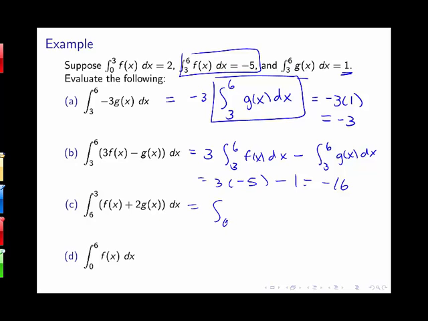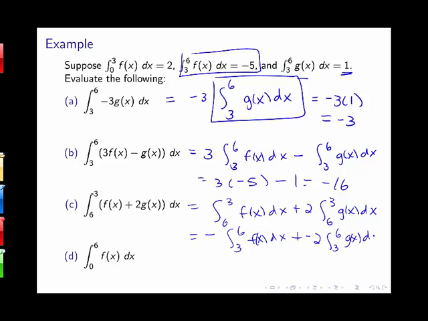So first I have the integral from 6 to 3 of f dx plus 2 times the integral from 6 to 3 of g of x dx. Now notice that this is the integral from 6 to 3, and I have information about the integral from 3 to 6. So I need to switch the order of those limits, which means I have to introduce a negative sign. So I've got negative the integral from 3 to 6 of f of x dx, plus, I have to do the same thing here, negative 2 times the integral from 3 to 6 of g of x dx.